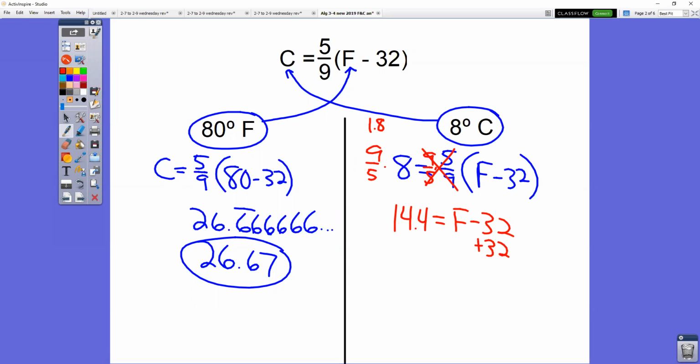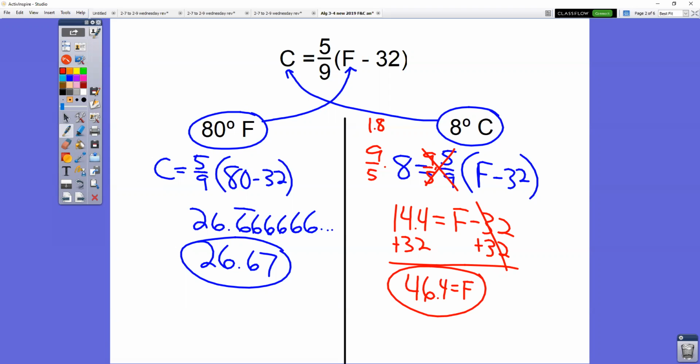To solve for F, this is just a one-step equation. Plus 32, plus 32. So we get 46.4 equals F. Does anyone have any questions on those? Literally all that you're doing is taking numbers, subbing them into the formula, and solving for the missing letter.